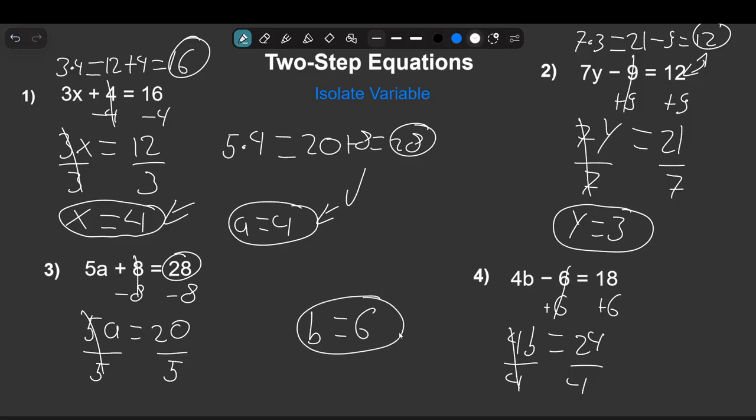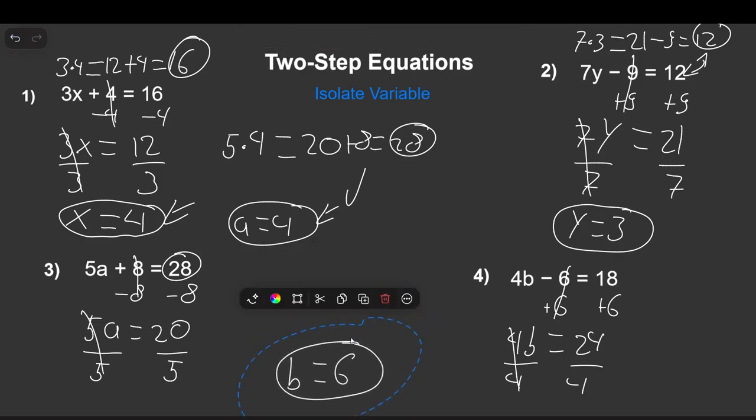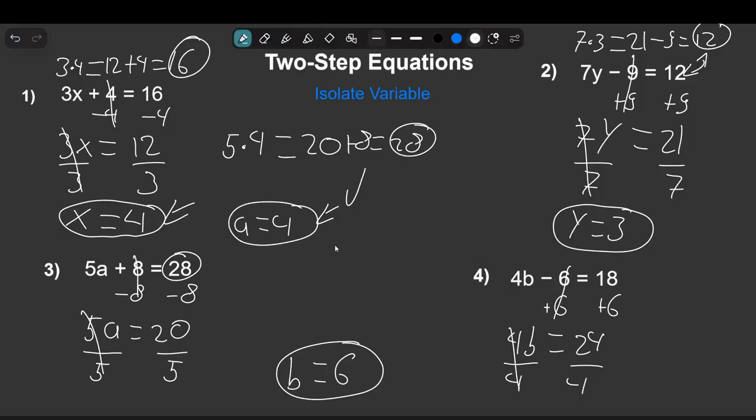24 divided by 4 equals 6, so this will be our final answer. B equals 6. Now, of course, we are gonna check if our answer is correct by plugging it into our variable. So we have 4 times 6 equals 24, and we're gonna subtract the 6, and this will equal 18. So this tells us that we have the correct answer of 6.